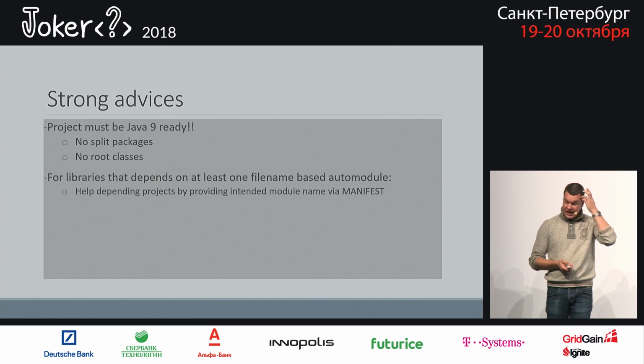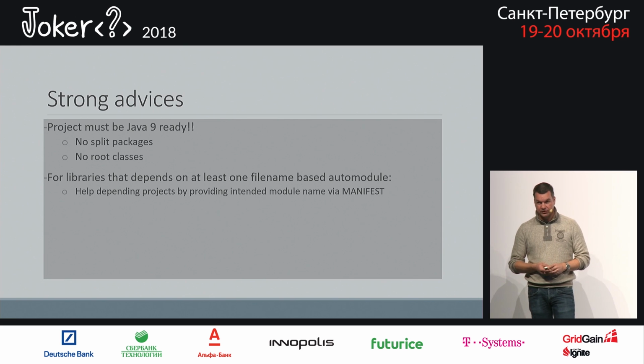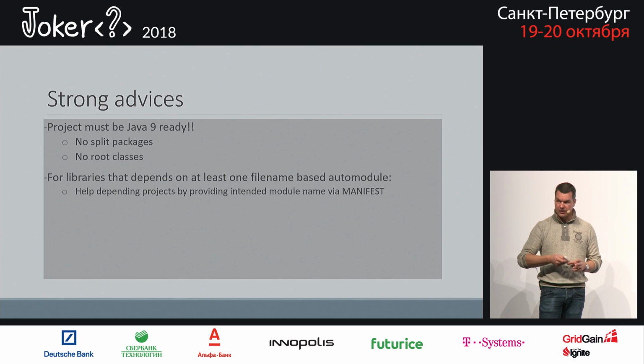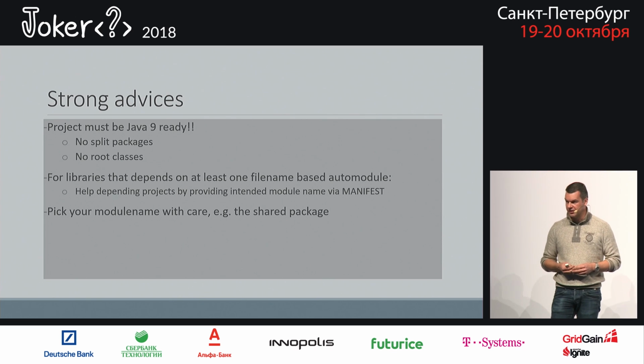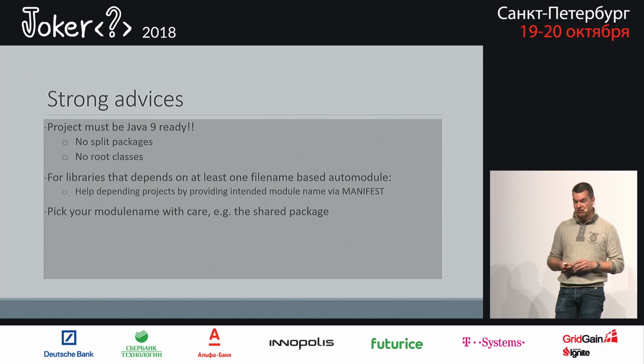For libraries that depend on at least one file name-based automatic module, just start using this automatic module name and specify it in the manifest file. That's the nice way to start helping the Java ecosystem to become modularized. And pick your module name with care. In the beginning, they said just use the same value as the automatic module name, but right now they are saying no. Let's use the shared package. It should be as unique. It's not allowed to have split packages, so this should be as unique for that case.